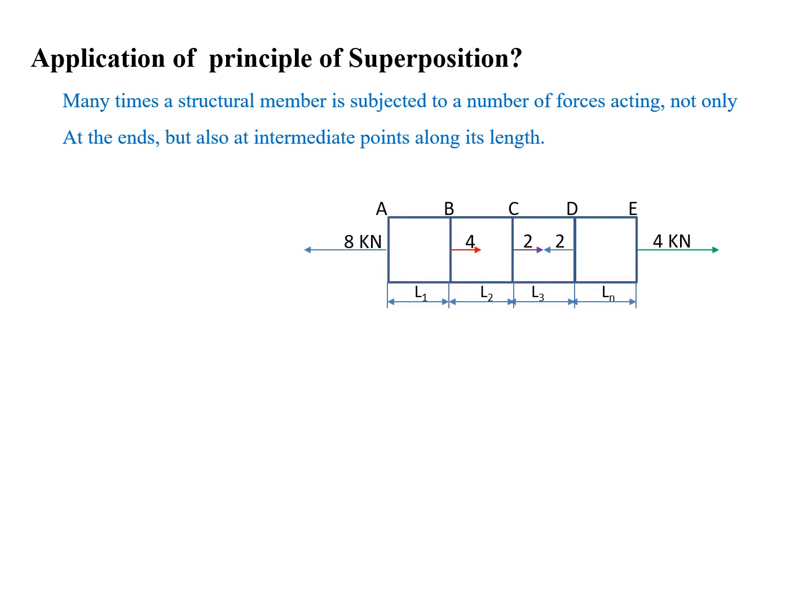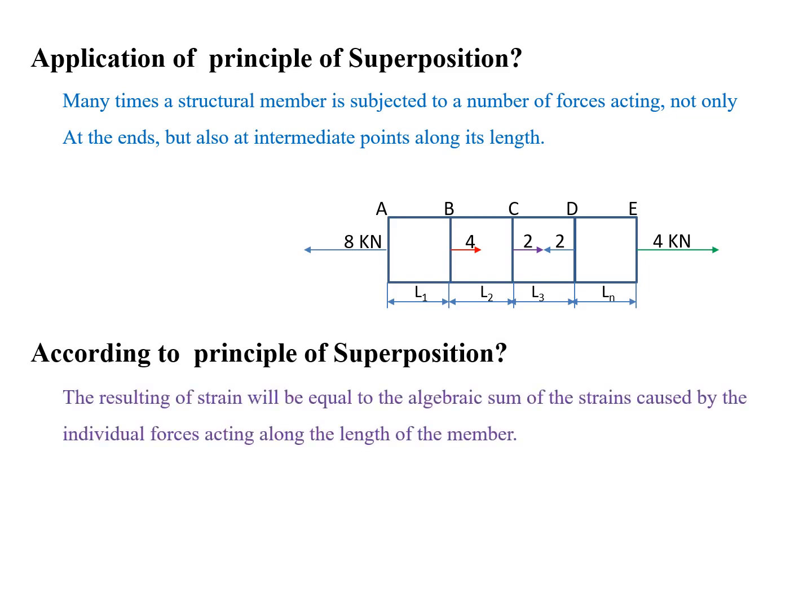Member AE is subjected to a number of loads not only at the end points like A and E but also at intermediate points such as B, C and D. So in these situations we have to apply the principle of superposition. So next, what is the principle of superposition?